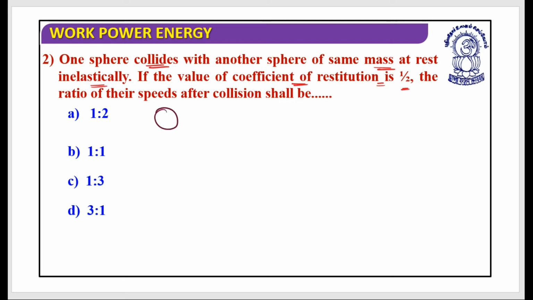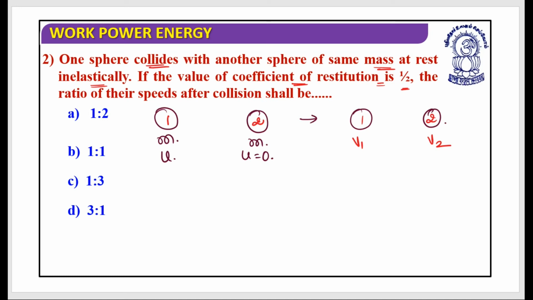It's one sphere having mass m and another sphere having a mass m. One sphere collides with another sphere of same mass. Let's suppose this is velocity u, this is 0, and they are going to collide with each other. Let's suppose this is first object, this is second object, the first is moving with v1, the second is moving with v2. The ratio of their speeds is required.